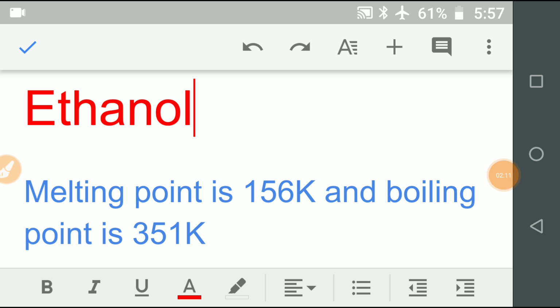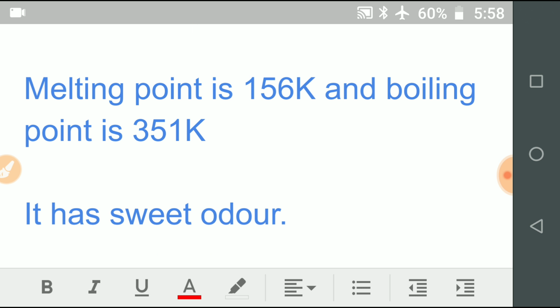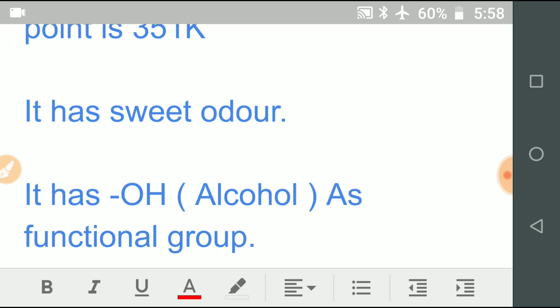In the beginning, let us discuss some properties of ethanol. Ethanol has a melting point of 156 Kelvin and a boiling point of 351 Kelvin. Next point, it has a sweet odor. That means the smell of ethanol is sweet. Now the next one, it has OH as a functional group, that is, the alcoholic group as a functional group.